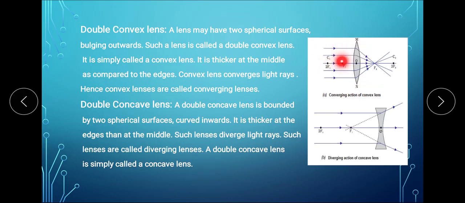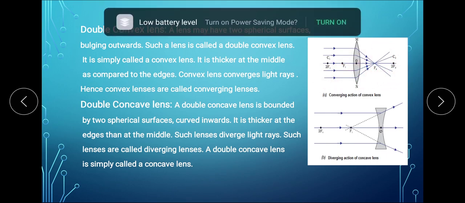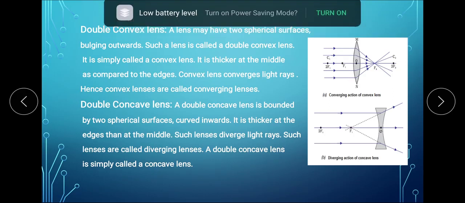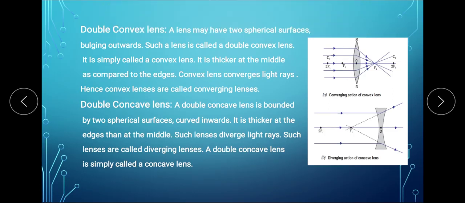Students, a convex lens always converges parallel rays of light at a point called focus. Therefore, a convex lens is a converging lens. Whereas a double concave lens or a concave lens is a diverging lens because it diverges parallel rays of light, and these refracted rays after getting refracted from the lens appear to diverge from a point called focus.